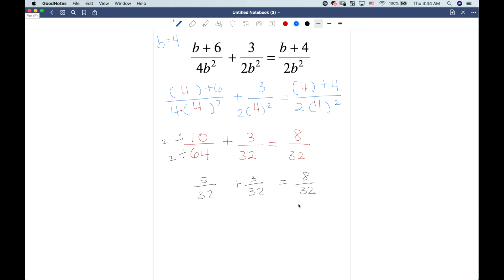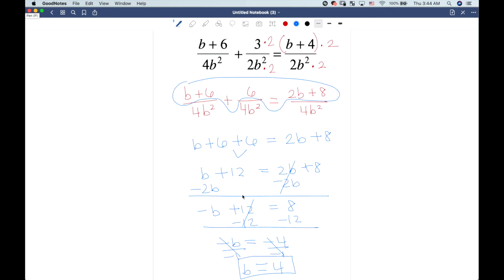There you go. When you have common denominators, you just focus on the numerator. 5 plus 3 equals 8. 5 plus 3 is 8. 8 equals 8. That is correct. So that means this solution, b equals 4, is the right solution to this problem. So I guess the main thing you have to be good at is just getting the common denominators.